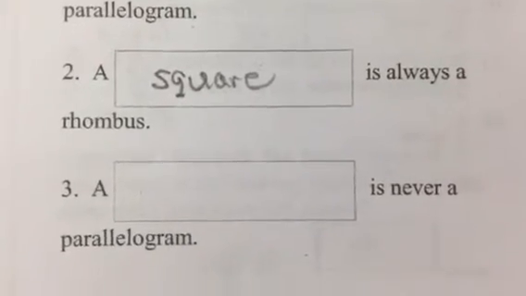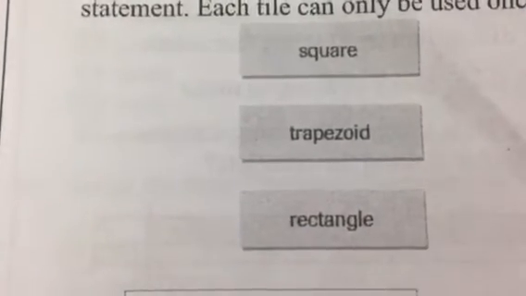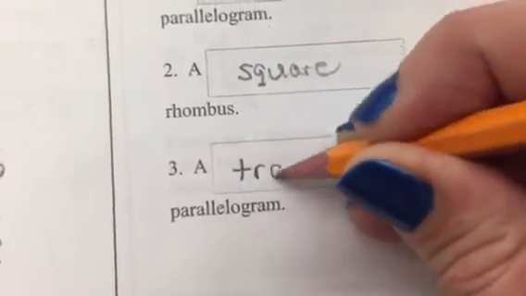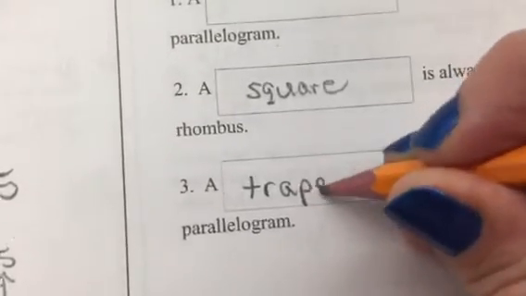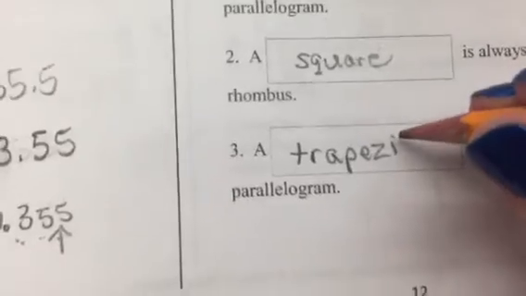So a blank is never a parallelogram. Oh, totally easy. What is never a parallelogram? Parallelogram, 2 pairs of parallel lines. That is not a trapezoid. A trapezoid is never a parallelogram because a trapezoid only has 1 pair. I don't even know if I spelled that right. Yeah, okay, good. Go me.